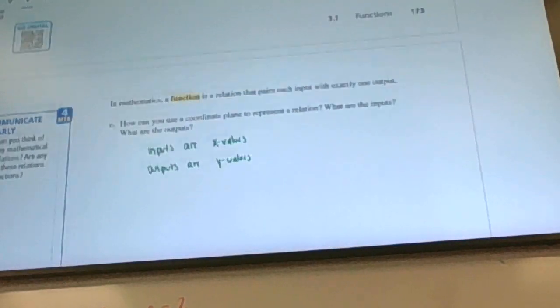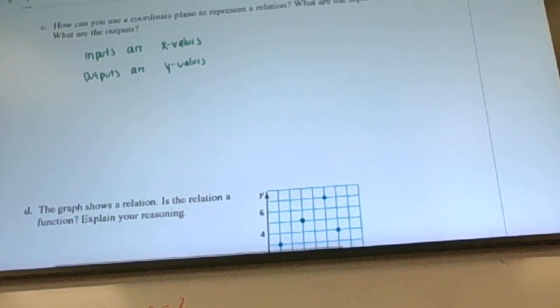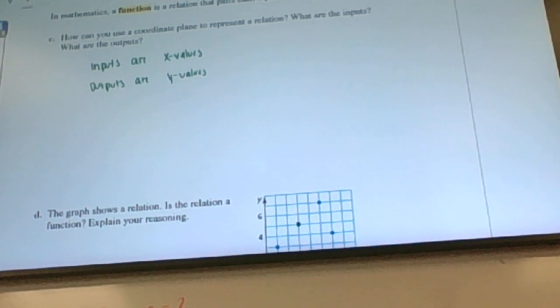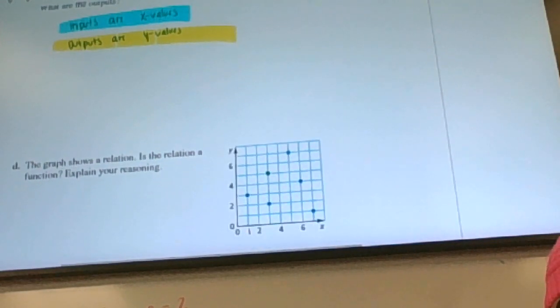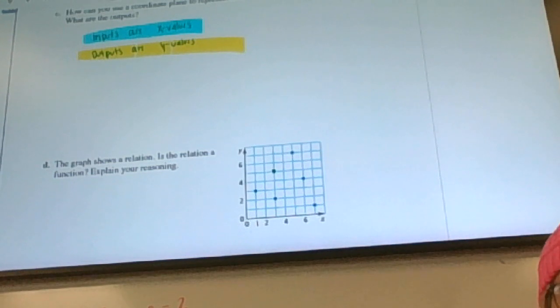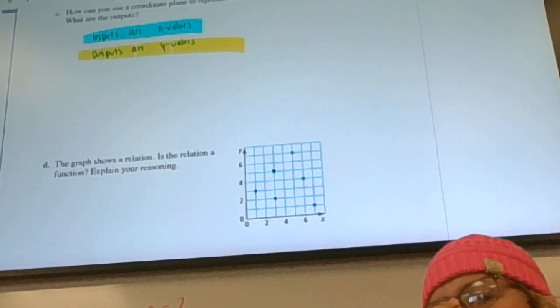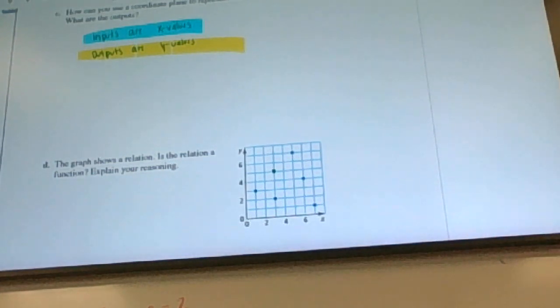Alright, in math, a function is one that pairs inputs with outputs. How can we use a coordinate plane to represent a relationship? What are the inputs? Inputs are x values, outputs are y values. This is a relation right here. Is it a function? I don't know. This is a popular answer these days on the test.